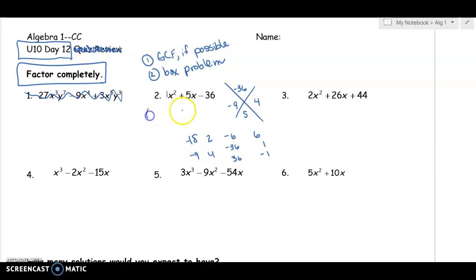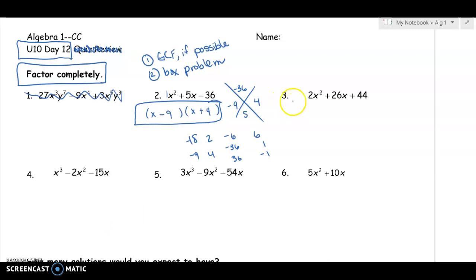So we're going to end up having two sets of parentheses. X goes in the front of both. Minus 9 will go in one of them, and positive 4 will go in the other one. It doesn't matter which one has the minus 9, which one has the plus 4. And then you're done. Don't solve. We're not going to end up with x equals.